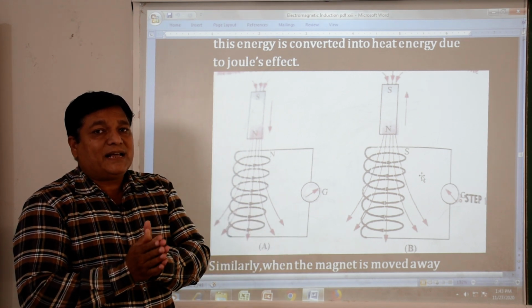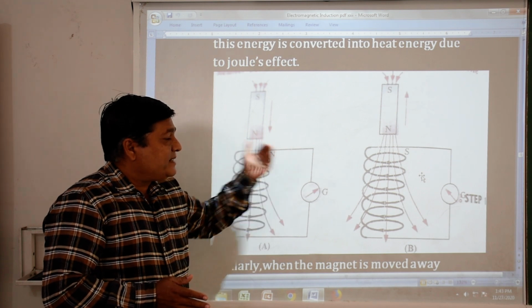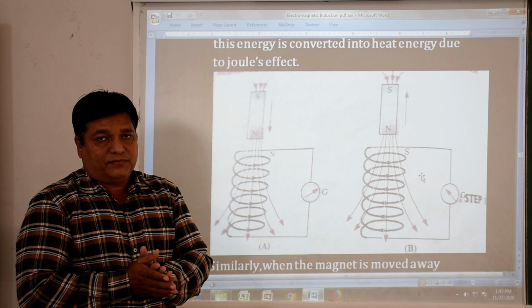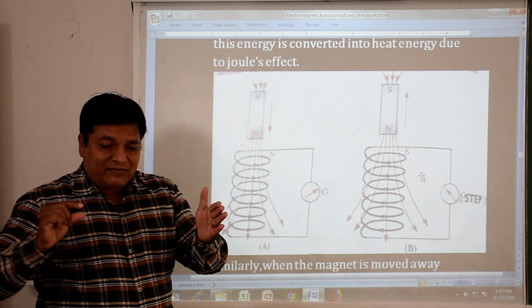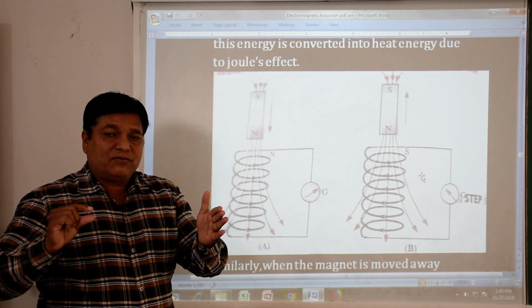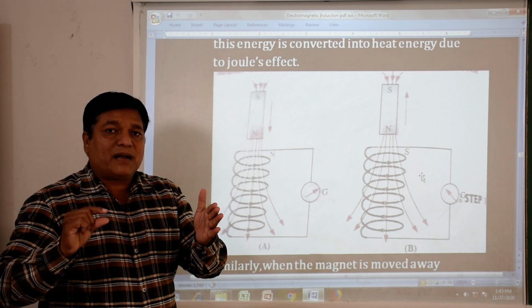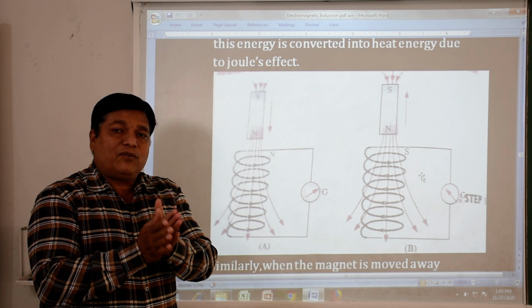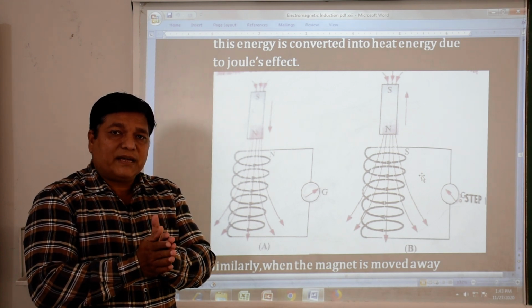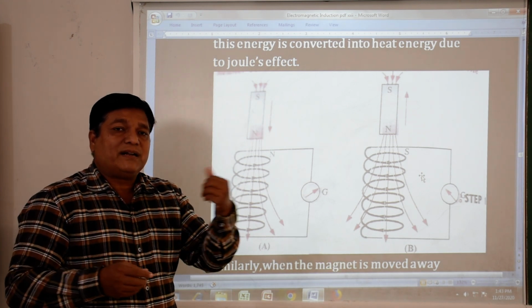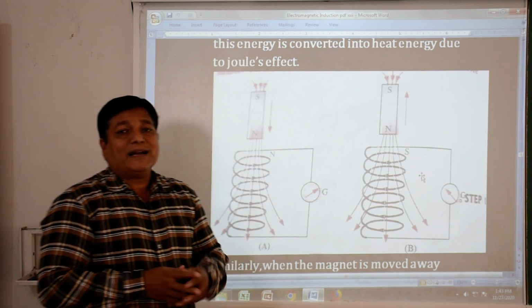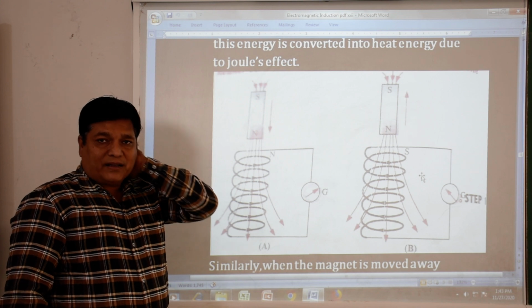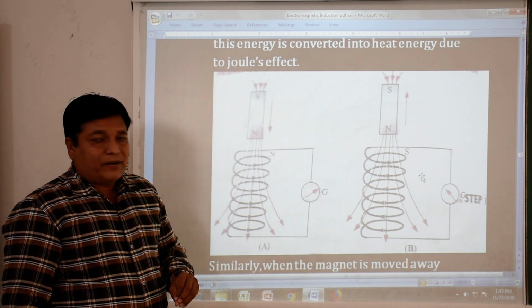It means that energy can neither be created nor destroyed, but it can transform from one form to another. We have to apply force and do mechanical work on the bar magnet to move it towards the coil, because a repulsion force is already produced between the two. This mechanical energy is converted into electrical energy, and the electrical energy is further converted into heat energy due to Joule's effect. This is the conservation of energy.